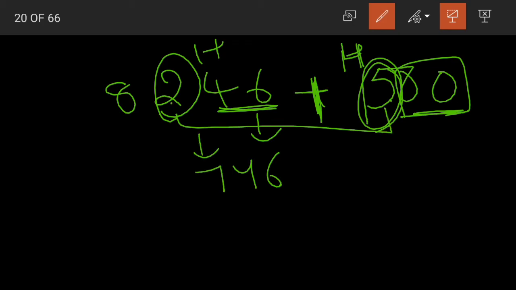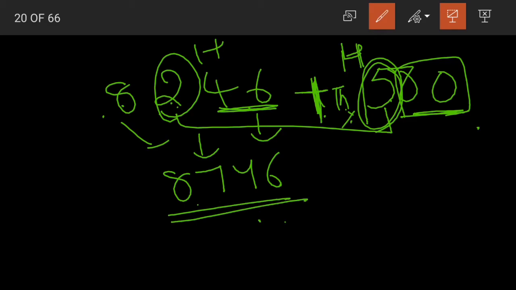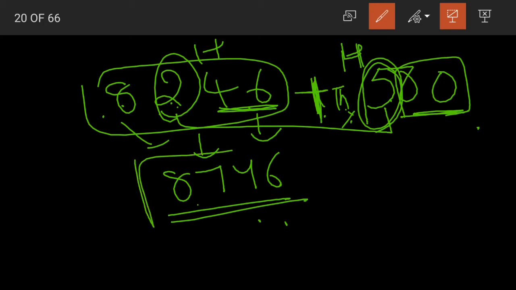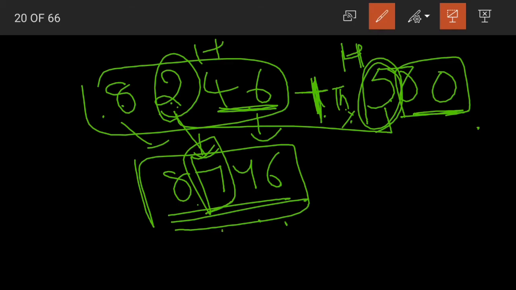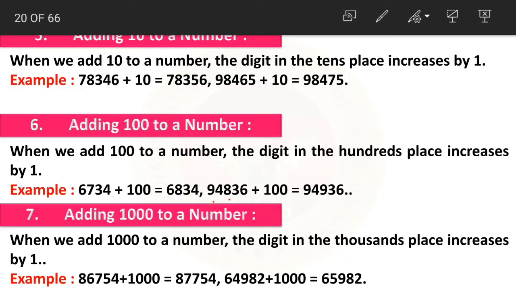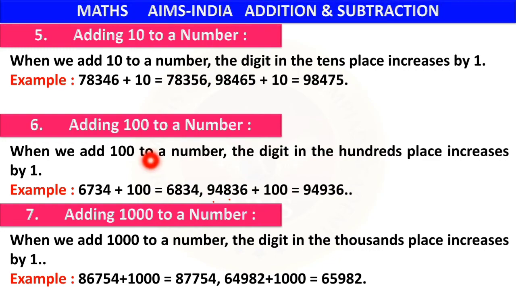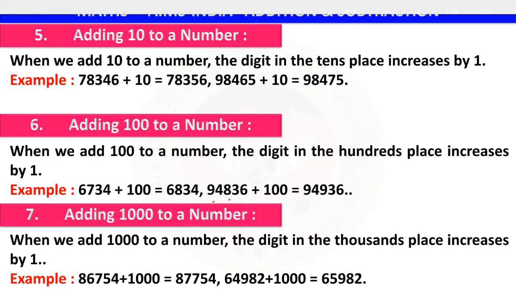2 plus 5, 7. Now 8, here we are having nothing in the thousands place, so 8 as it is. Now 8,246 plus 500 is equal to 8,746. Clear, children? If you look at both the numbers, the only change that took place is in the hundreds place. I hope this is clear. Adding 10 to a given number and adding 100 to a given number. In the same way, adding 1000 to a given number. When we add 1000 to a given number, the digit in thousands place increases by 1.